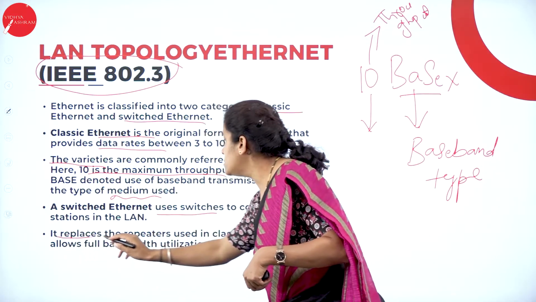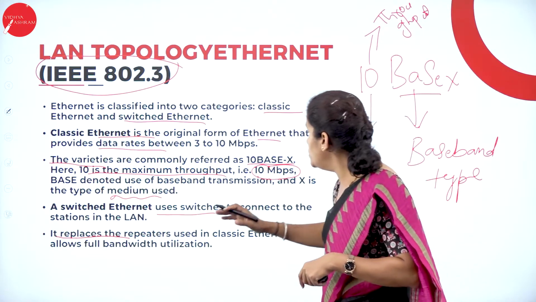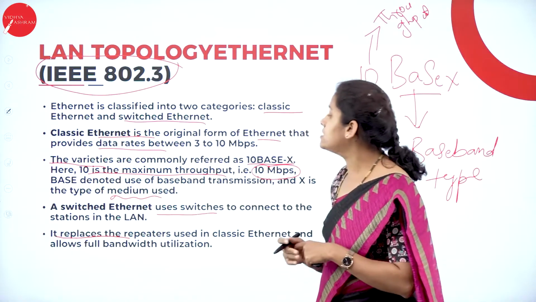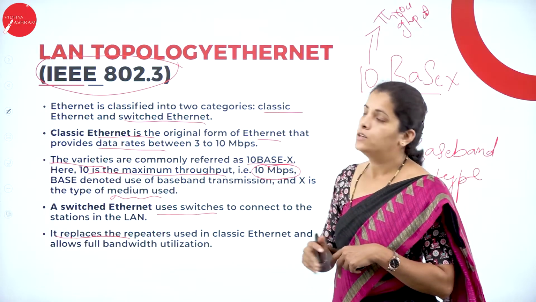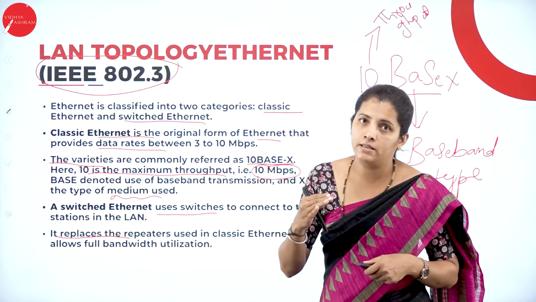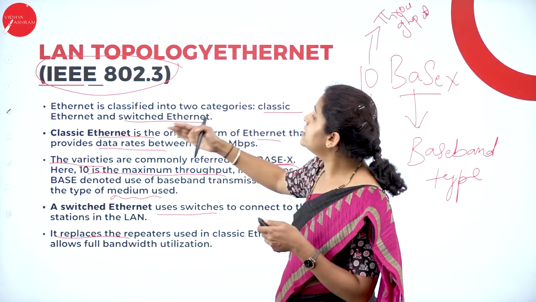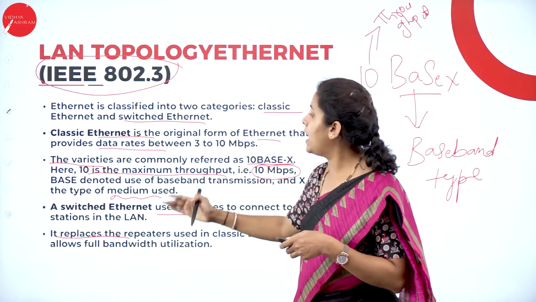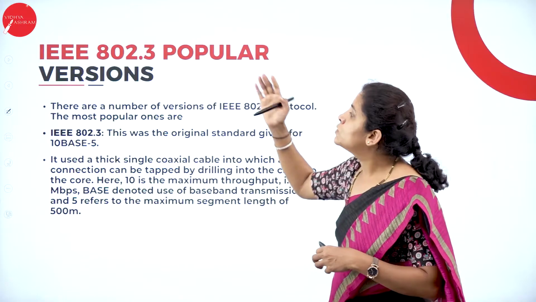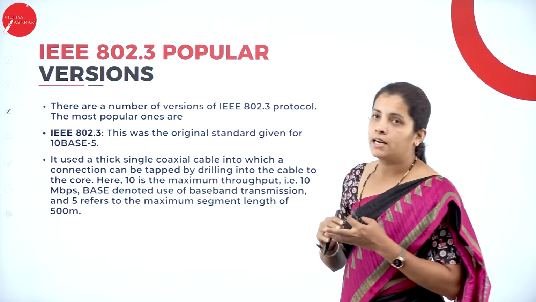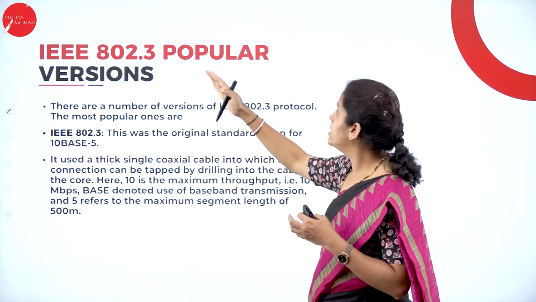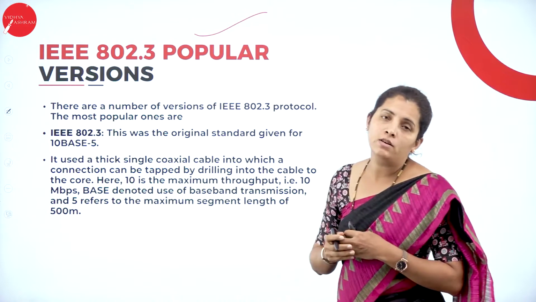Here, it replaces the repeaters used in classic Ethernet and it utilizes full bandwidth. So, repeaters are used in classic Ethernet, whereas switched Ethernet makes use of switches. So, these are the variations. That means IEEE 802.3 will have popular variations.